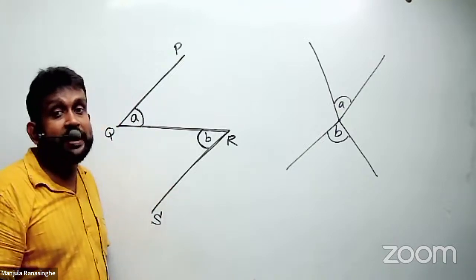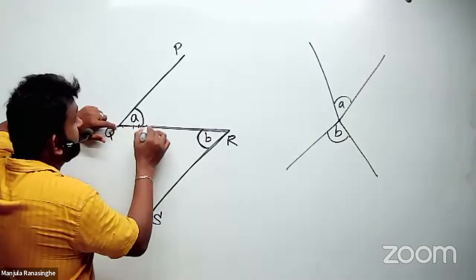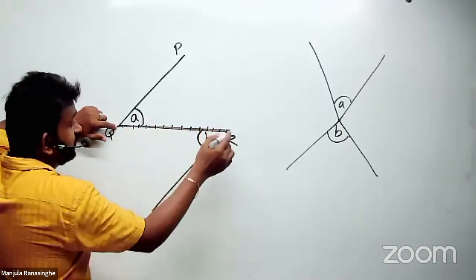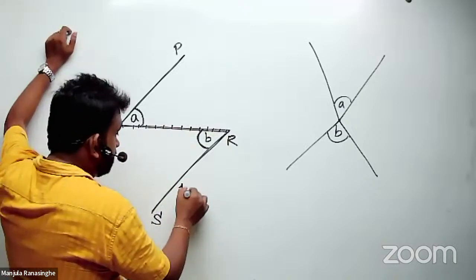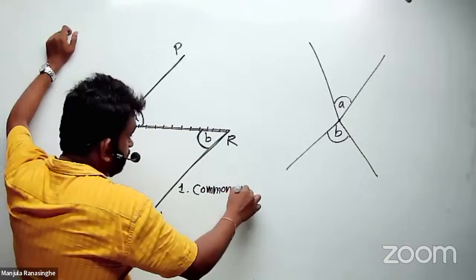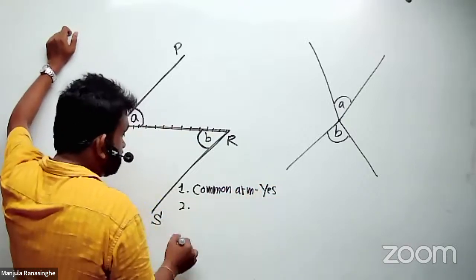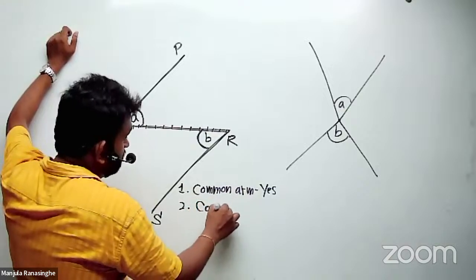Tell me, do A and B have a common arm or not? Yes. So what is the common arm? This QR is common for both angles. So first condition, common arm, yes. So this is how I write. Common arm having, yes. Then second condition, common vertex.